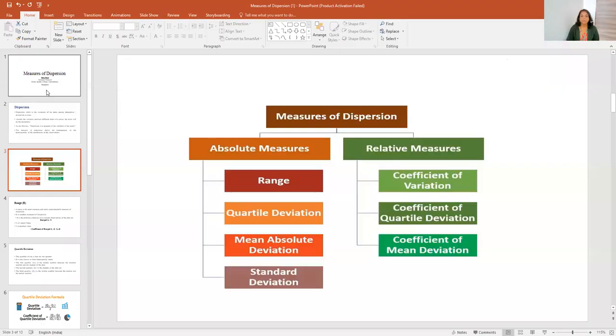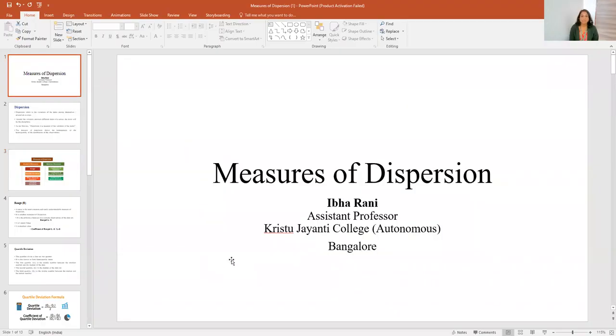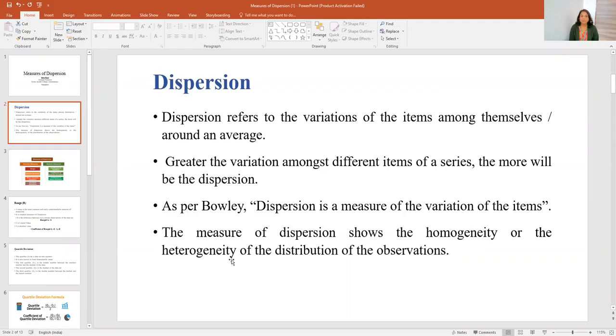Today in this video, I will discuss the concept of measures of dispersion. What is dispersion and what are the measures of dispersion? Dispersion refers to the variation of the items among themselves or around an average. It means dispersion is the variation in data.